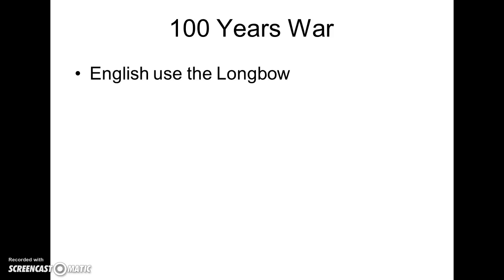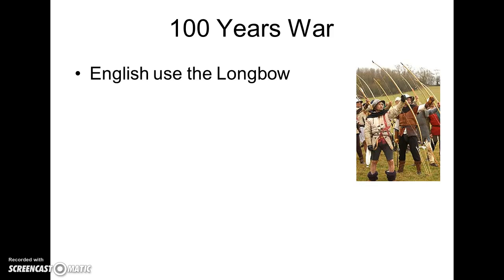Let's take a look at the important things that happened during the 100 Years' War. One big advancement is the English are going to use something called the longbow. These bow and arrow can shoot farther. They're more accurate than most other European bows at the time, and so they're going to let the English attack from a long way away. They don't actually have to get close up. So it's a big advancement in war and technology.